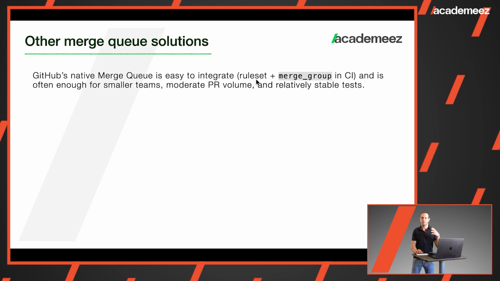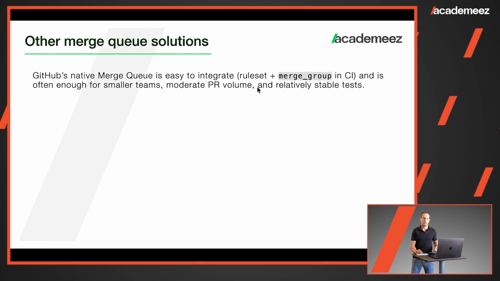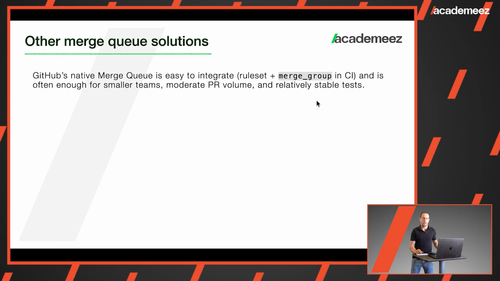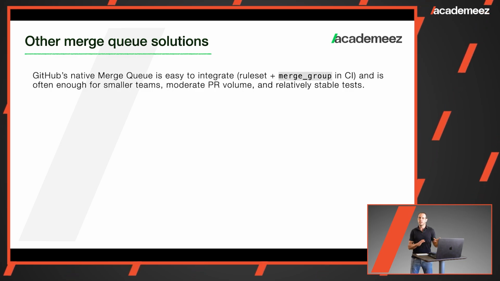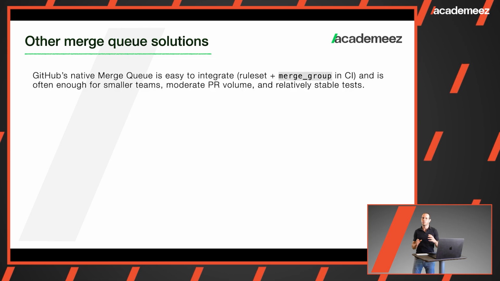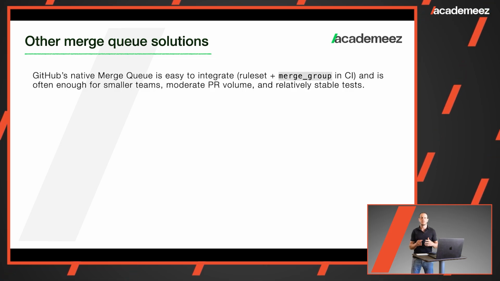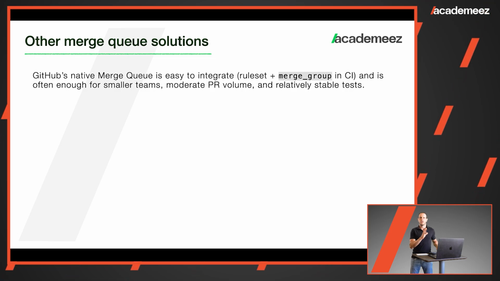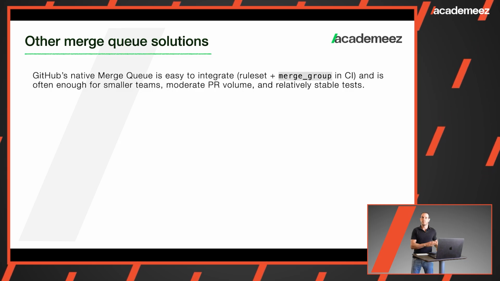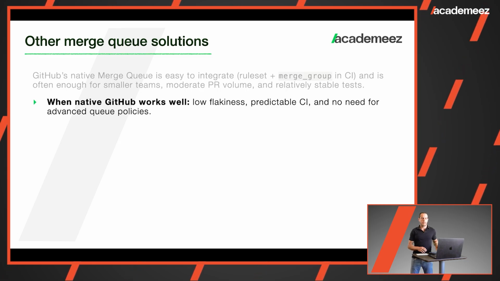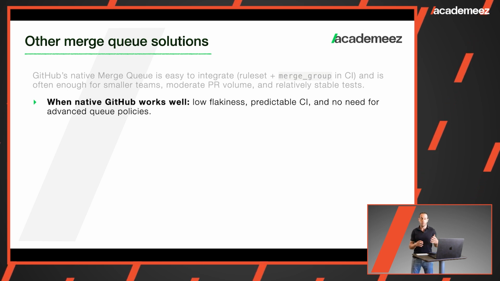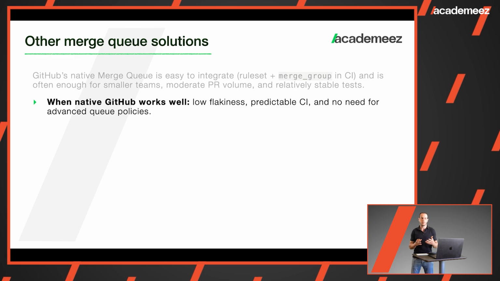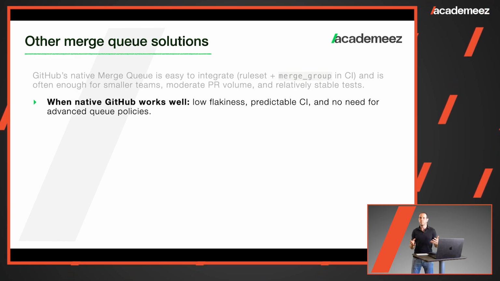You open the rule set, you enable require merge queue, and then you add a merge group trigger in the workflows that you want to run in your merge group branches. Using the GitHub Merge Queue is often enough if you have a smaller team, not that many PRs, and not a high flaky test percentage. It might be suited for you, and that's great. The native GitHub workflow is going to work well if you have low flakiness and a predictable CI.